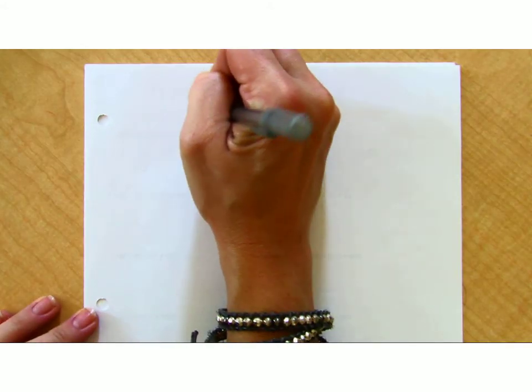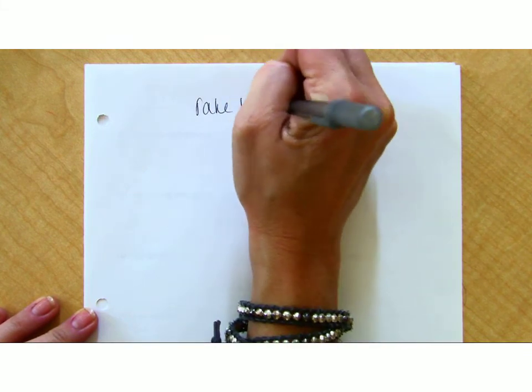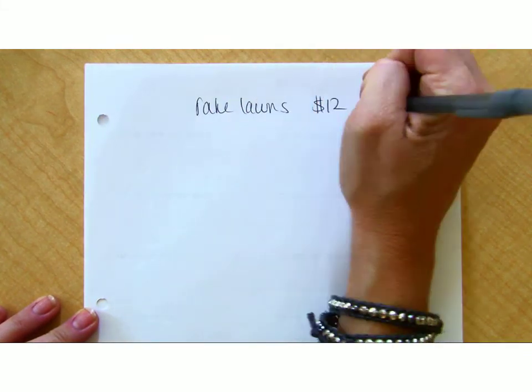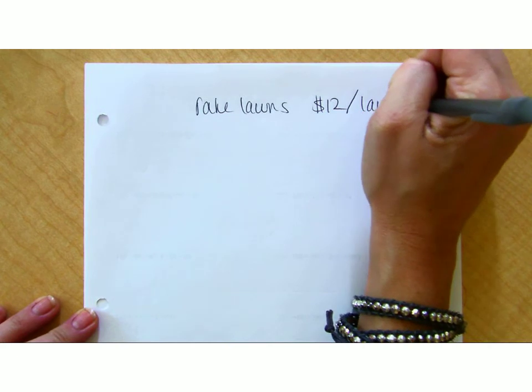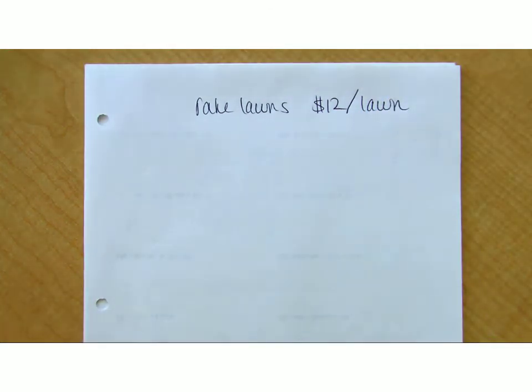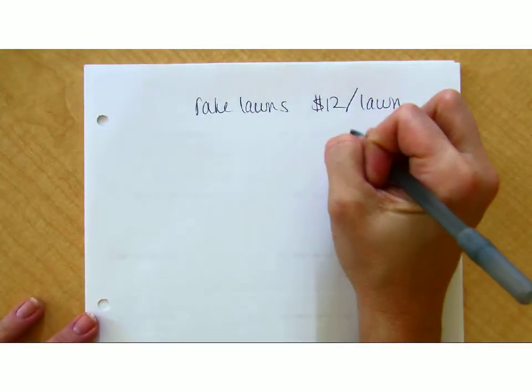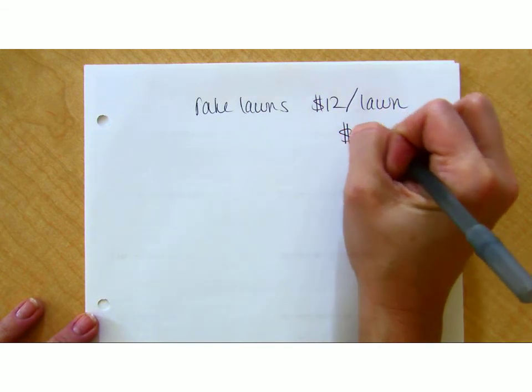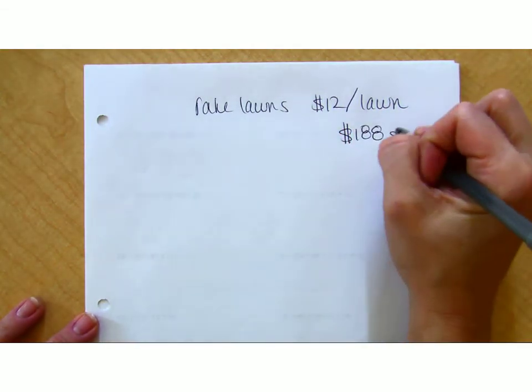All right? So let's say that it's fall, leaves are falling. You want to walk around and rake some lawns, right? I got kids who come to my house and say, I'll rake your lawn if you pay me $12. So you're going to go out and rake some lawns, and you're going to charge each person $12 per lawn, okay? Because you're saving up for a skateboard, and that skateboard is $188, okay? That's your goal.